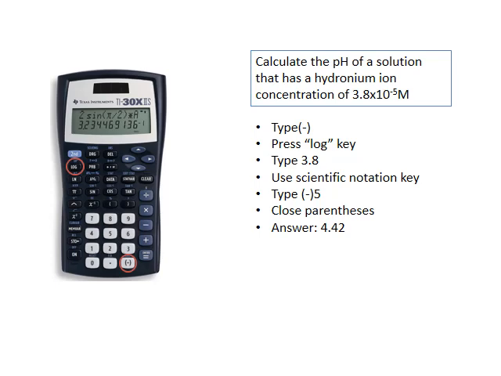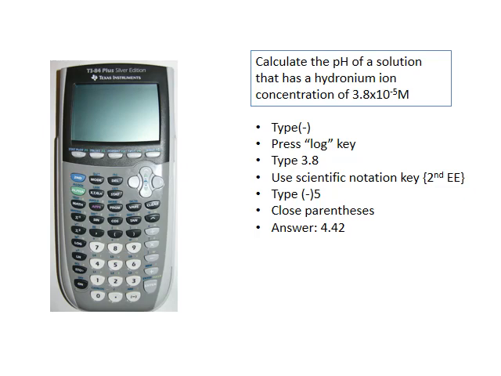Type the numeric portion of the concentration, so in this case 3.8, and then we have to use our scientific notation key, and on this calculator you have to get that through your second function and then get to that EE, so the EE stands for scientific notation. And then we just type in -5, close our parentheses, and hit our answer here, and we should get an answer. At least what I had calculated was that this was a pH of 4.42.